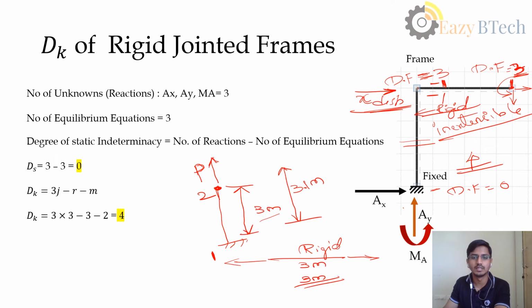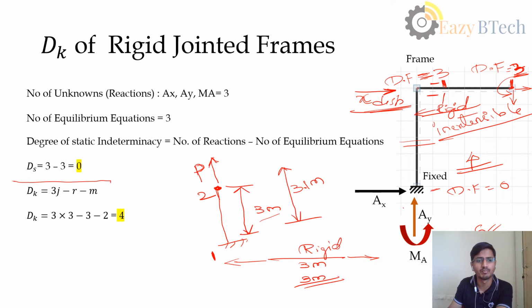If they don't mention that this frame is not rigid or inextensible, then the degree of indeterminacy will be 6, that is 3 plus 3, it is 6. Okay. This was based on the conceptual theory. Now let us try to apply the same in the formula.